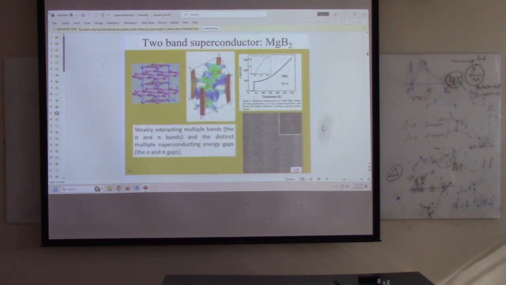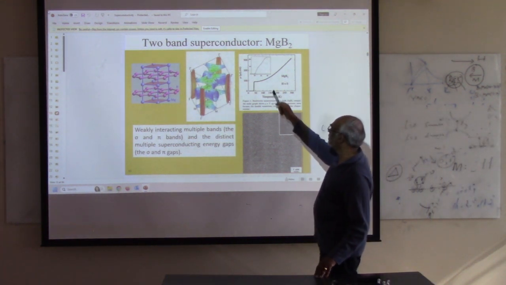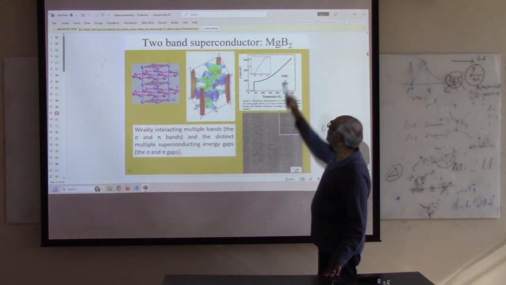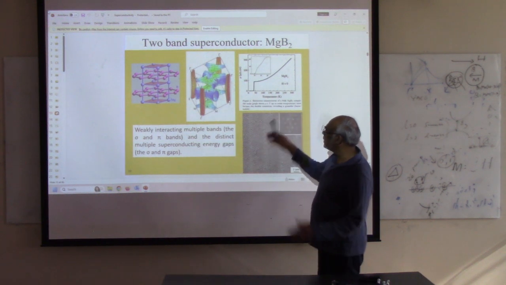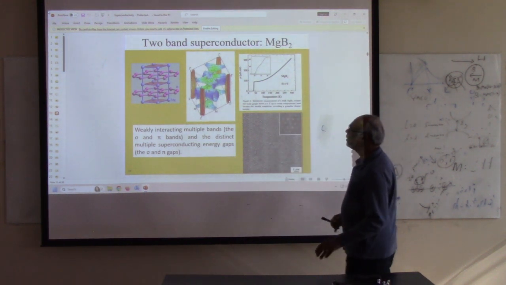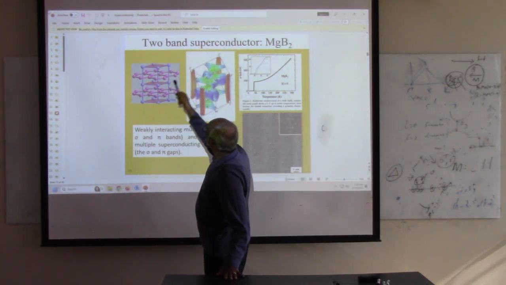Then very recently people found another interesting superconductor called magnesium diboride. But that TC is not very high. It's about 40 Kelvin. You can see this becomes a superconductor here. But this is a somewhat different theory, which people use to explain this one. This is how that one looks like.